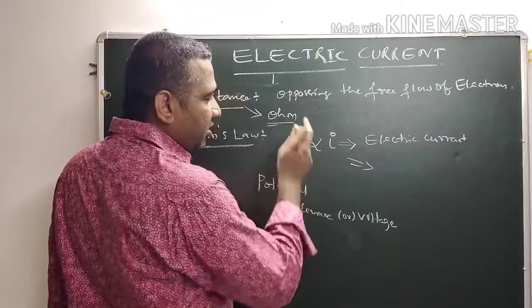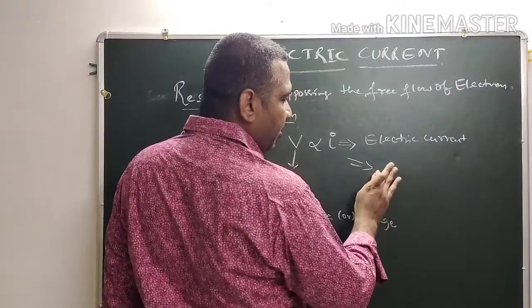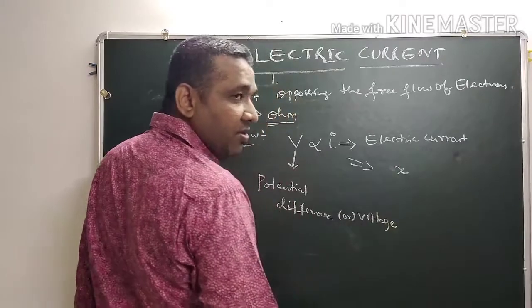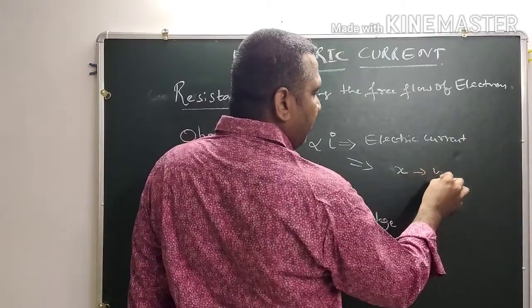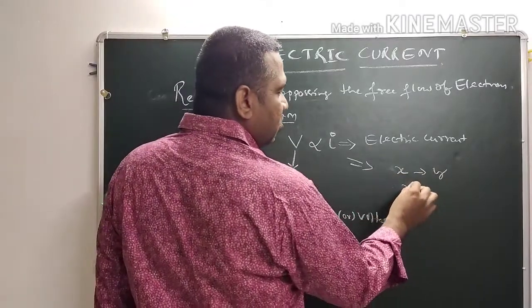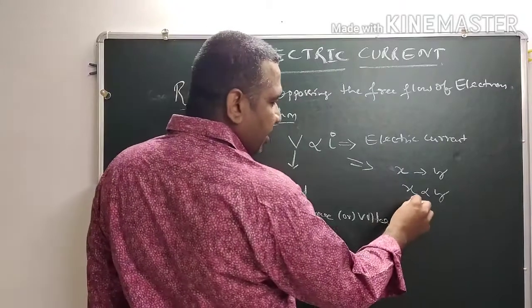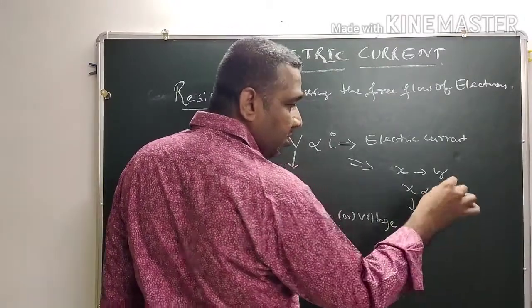Whenever we say directly proportional, what does it mean? If one quantity is increasing, for example, if X value is increasing, then obviously Y value also increases. Then we'll say that these two are directly proportional to one another. If X is decreasing, Y also decreases.